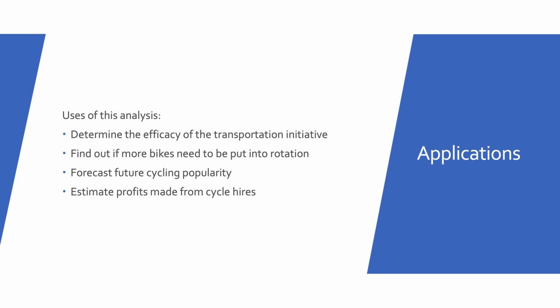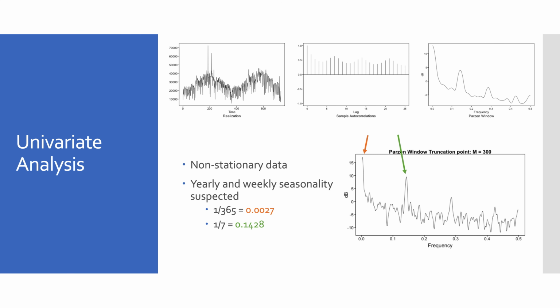With this analysis, stakeholders of the bike sharing program can determine how effective the initiative was and also decide if they need to put more bikes out into the city. I will also be making forecasts so they can see whether the cycling popularity seems to be rising or declining, and based on the forecast, they can also estimate the profits they'll be making from those bicycle rentals.